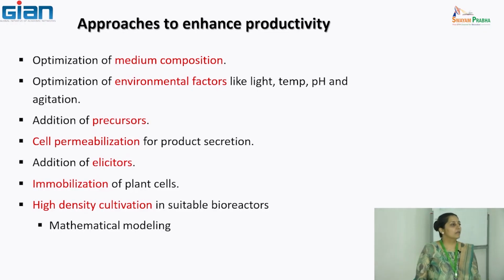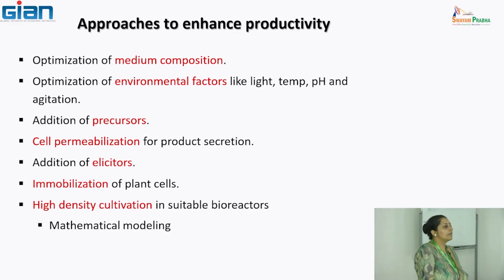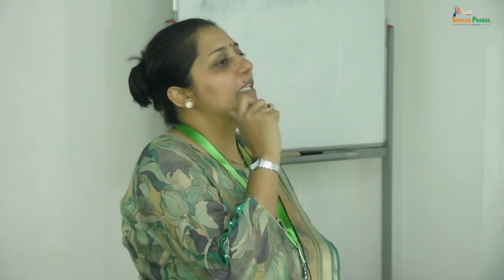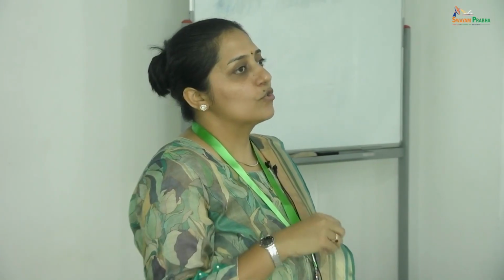Then immobilization. Those who have already done fermentation, maybe you have already read about microbial fermentations. Why do you think immobilization can be of use in plant cell fermentation? Any guess? For continuous fermentation? Okay. So what will be the benefit of it? In continuous fermentation, there is no need of inoculating multiple times. It's not a batch fermentation. So what is the ultimate benefit?